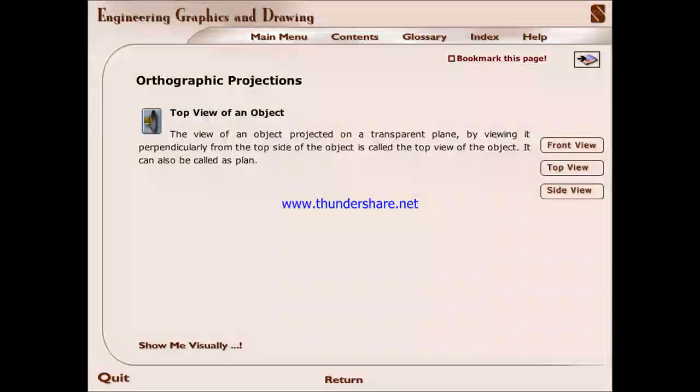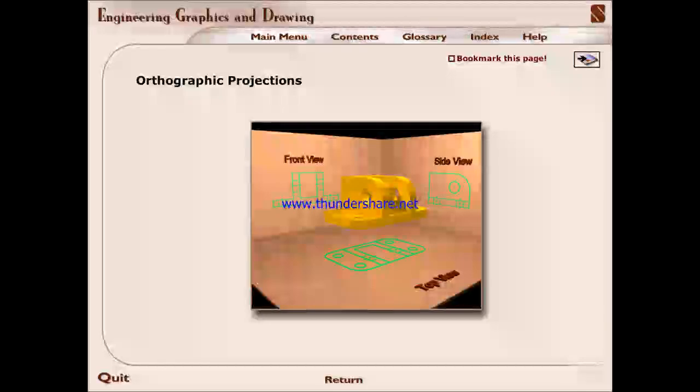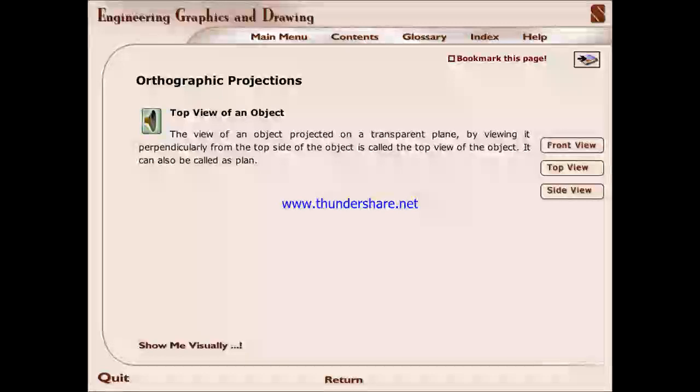Next, go to the top view definition. Top view of an object. The view of an object projected on a transparent plane by viewing it perpendicularly from the top side of the object is called the top view of the object. It can also be called plan.